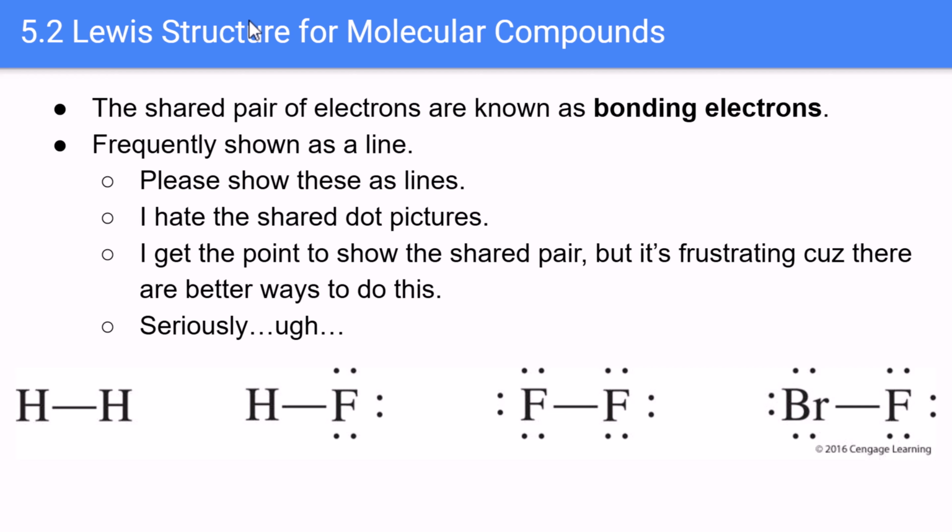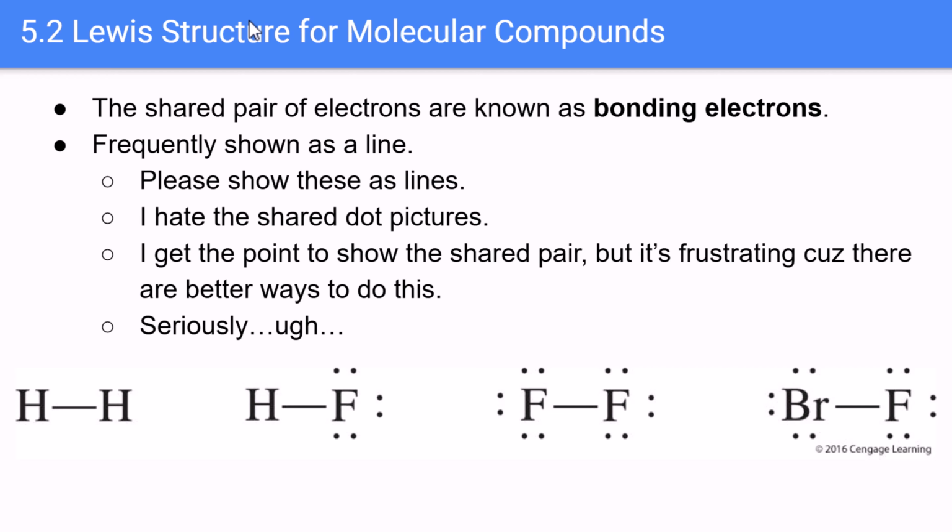And I know previously it showed them as a pair of dots that were in between the two atoms that were present. Some books, some people will show it that way, but I don't like that. I really like to be able to differentiate between the individual electrons that are on the outside of the atom. We'll talk about lone electrons in just a moment, but also to differentiate them between the shared electrons. The line in the middle represents a shared pair of electrons, so I ask that you please show these as lines. I hate the shared dot pictures.